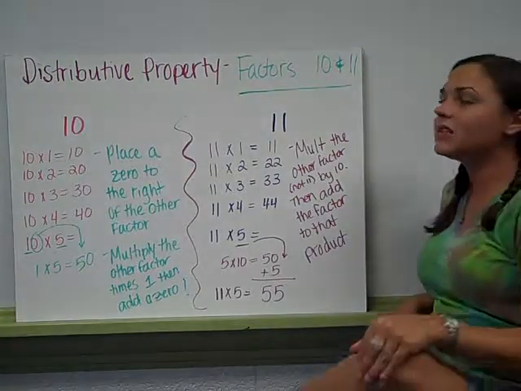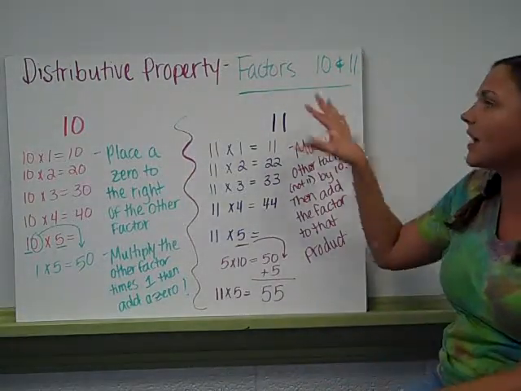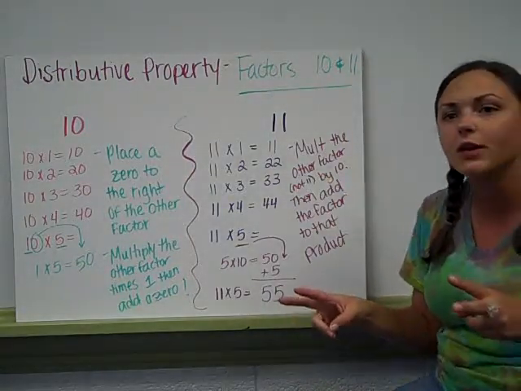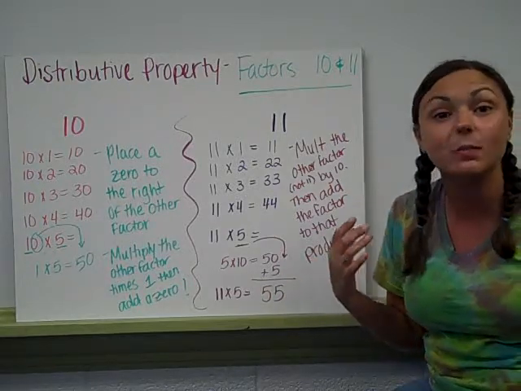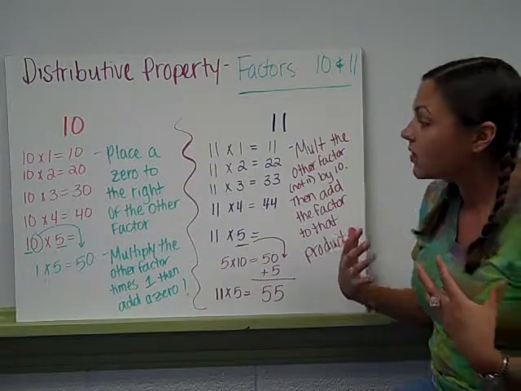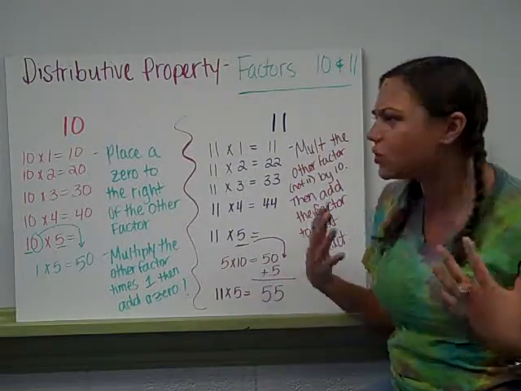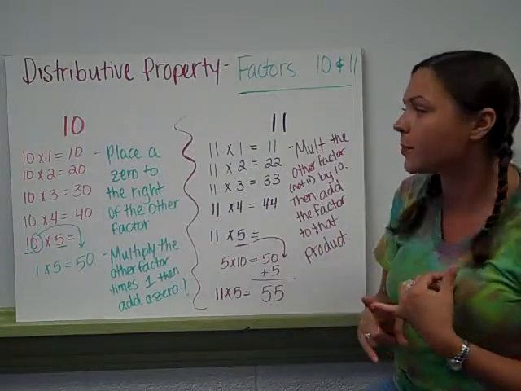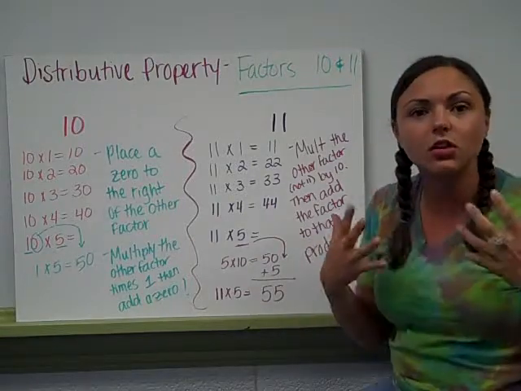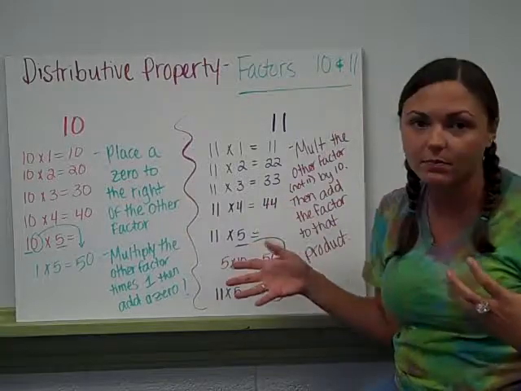Okay, here's the distributive property for factors 10 and 11. These two are a little bit different because when you're multiplying by 10 or 11, you find out that there's a pattern to it. There's a rhythm behind it, and you think it's just because you're skip counting. You're actually counting by multiples, but there's also another way to look at multiplying by 10 or 11.